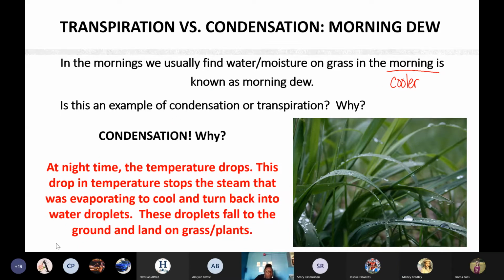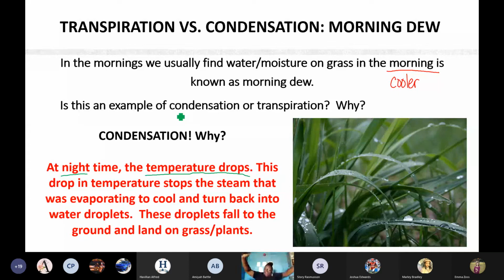We want to remember, I'll use a darker color now, that at nighttime, the temperature drops. So if it's cold outside, transpiration is not occurring. Actually, when it's cold outside, it kind of stops evaporation and transpiration from happening. So this drop in temperature stops that water vapor that was rising up from those plants. It stops that water vapor from rising.